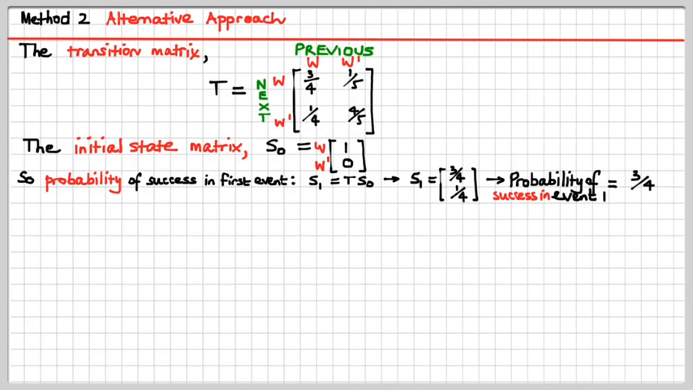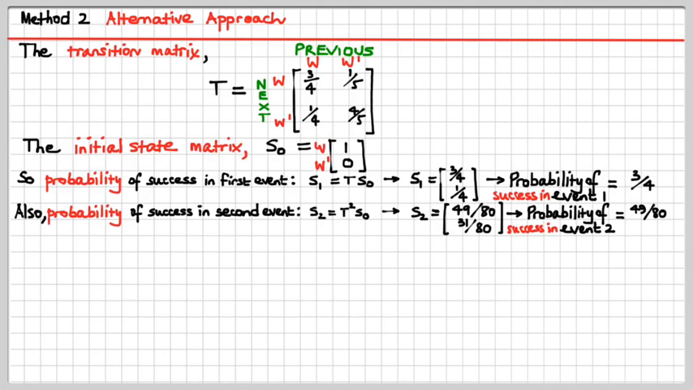Now, watch this. The probability of success in the first subsequent event is, well, first of all, we'll say S1 equals T S0, which means we get S1 is this and this. That's the probability of a win. That's the probability of not a win. So we can say that the probability of winning the first subsequent event is 3/4, yes? Now, we'll do that same procedure for the second and third events.